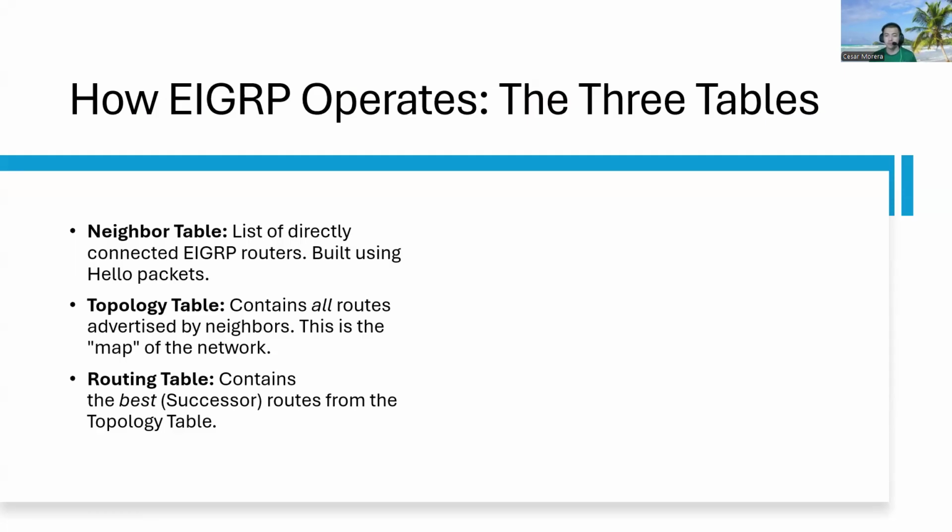What about the topology table? What is the function for that one? It contains all routes advertised by neighbors. This is the map of the network. And we finally have the routing table. It contains the best successor routes from the topology table. Let's move on.